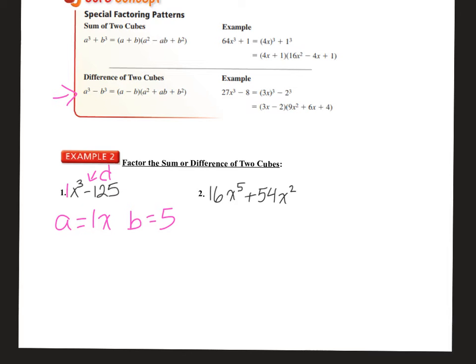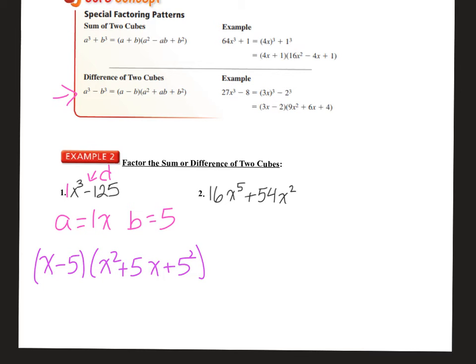So I'm going to use this formula right here. And let's plug stuff in. So difference, we know it's going to be, let me switch colors for you, x minus 5. And then the other parenthesis, x squared, and we're going to do plus 5x plus 5 squared, because it's our b squared right there.